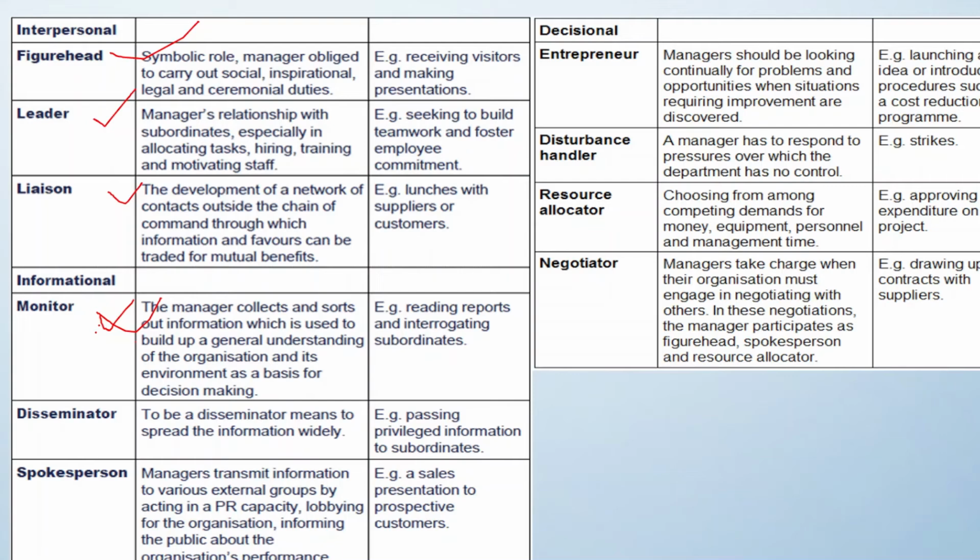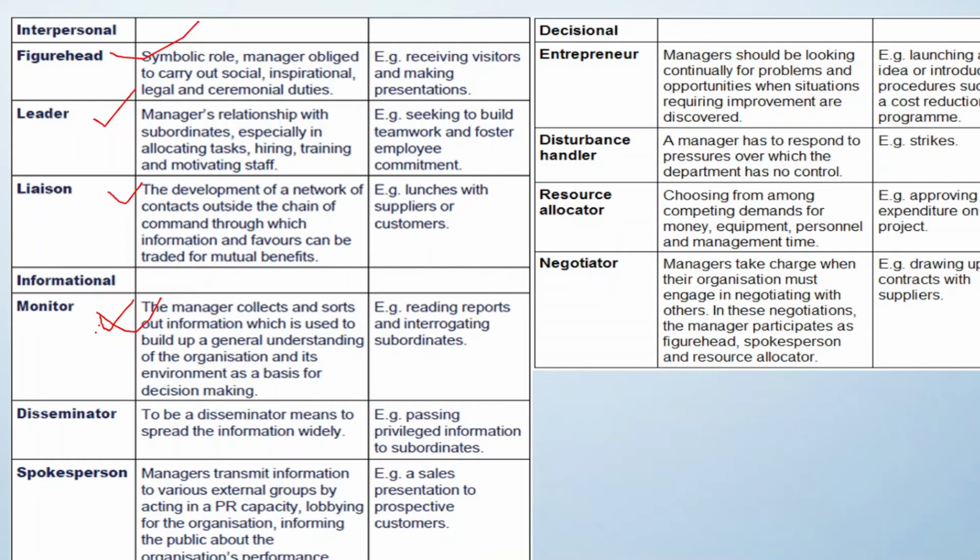Then disseminator. To be a disseminator means to spread the information widely. Example, passing privileged information to subordinates. You have to pass the information, you have to be the disseminator, you have to be the spreader. If there is a good news, you have to communicate to the subordinates. Even if there is a bad news also, that also has to be passed through the manager to the subordinates. So he acts as a disseminator.